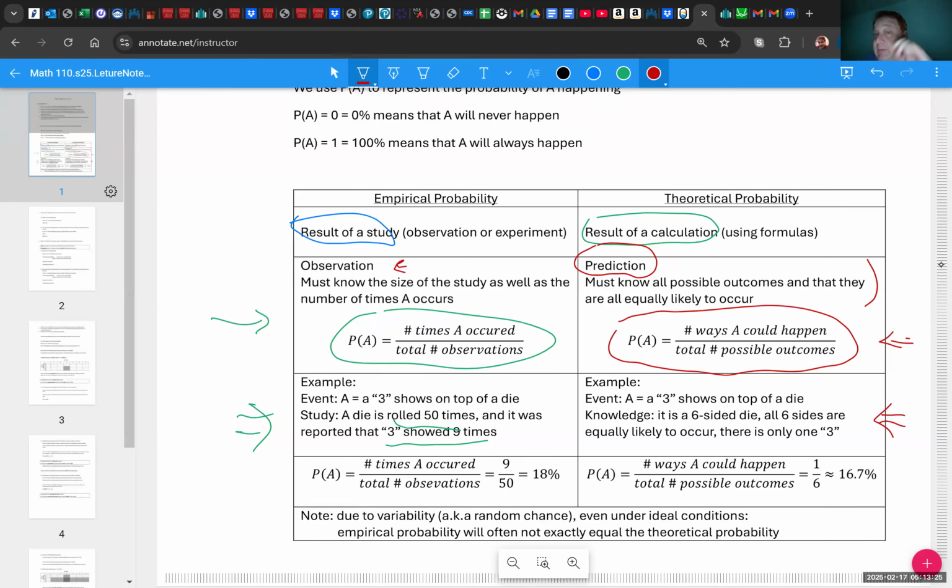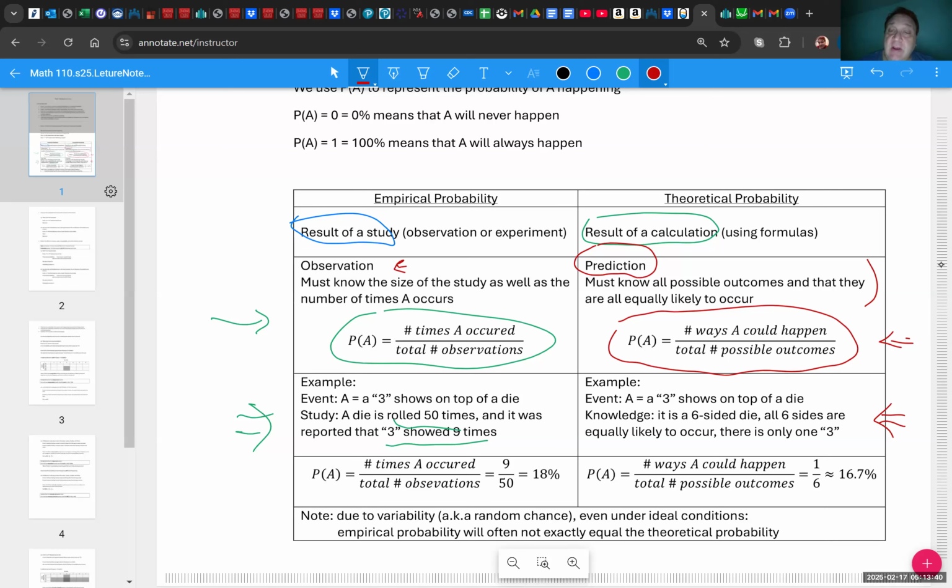With theoretical probability, we have to know a lot more. So I have to know how many sides are on the die. We have to know how many 3s there are. We have to know that it's a real die that's not weirdly weighted or something so that others come up more often. So there's a lot more knowledge that has to happen for theoretical probability.